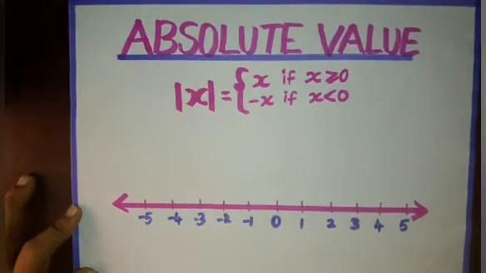In the previous video, we learned the real number system. Today's topic is absolute value. What is absolute value? Absolute value refers to the distance of a number from 0 and is always positive.